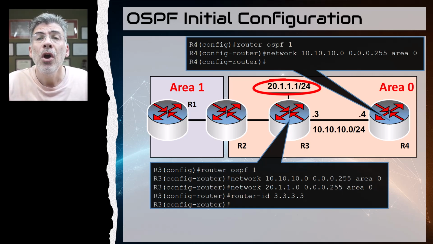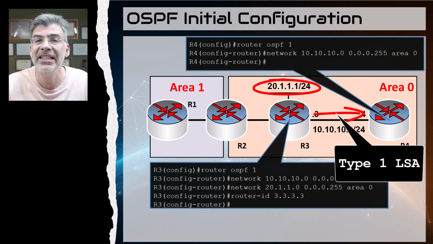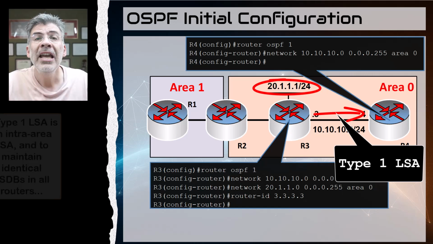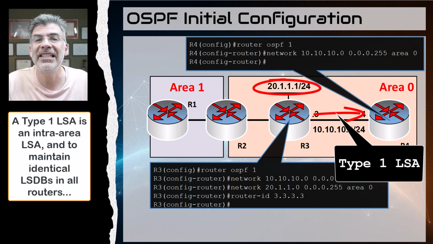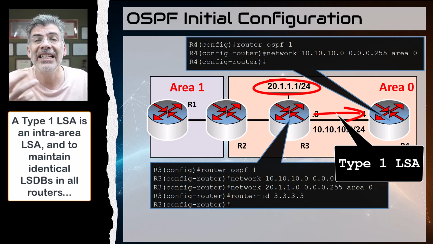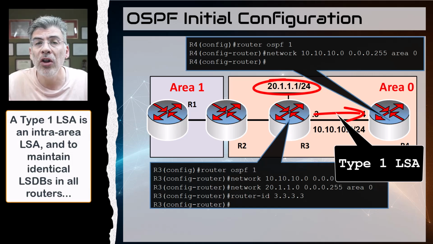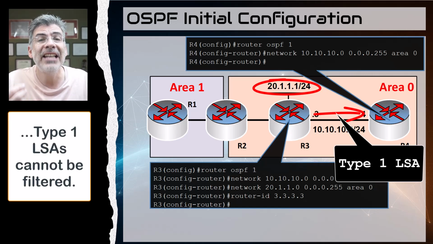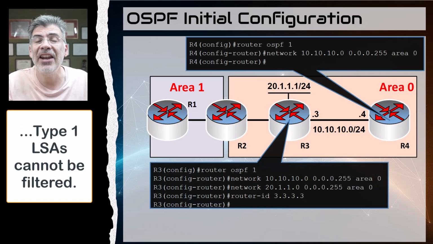So with this setup, the 20.1.1.0/24 network will be advertised to R4 using a type 1 LSA, because both R3 and R4 are in the same area. This is an intra-area LSA, and due to the requirements of OSPF to have an identical LSDB on all routers within an area, type 1 LSAs cannot be filtered.